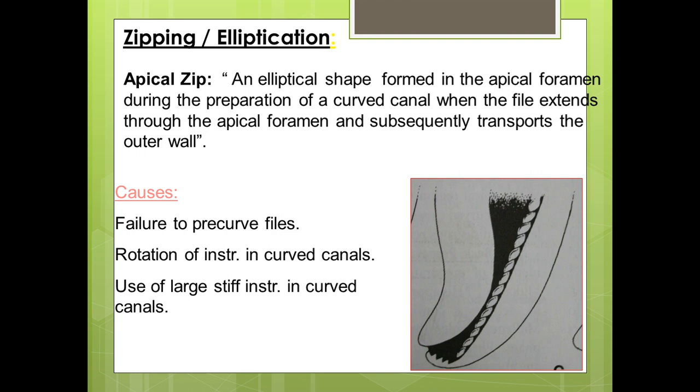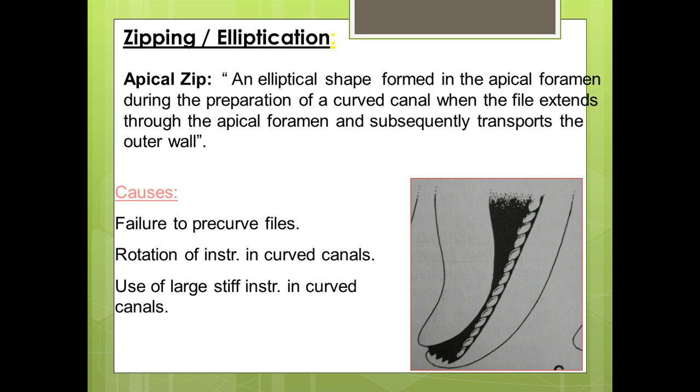So we'll move on to zipping or elliptication. What is zipping? Zipping is defined as a transportation of the apical portion of the canal. Only the apical part is transported. What are the causes for it? This is commonly seen in curved canals because of failure to pre-curve the files, forcing the instruments in the curved canal, and using a large stiff instrument in a curved canal.